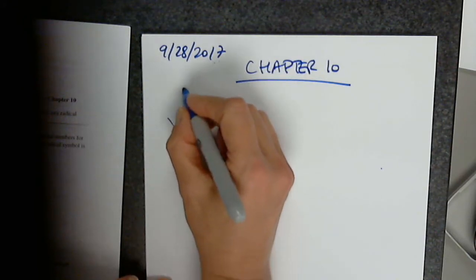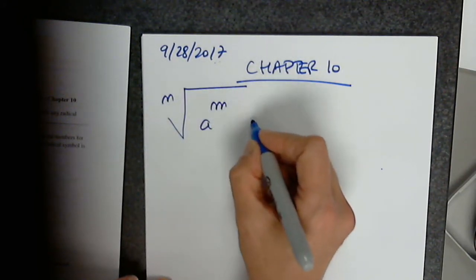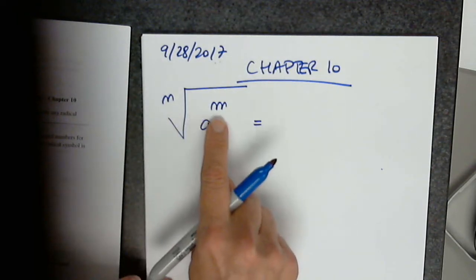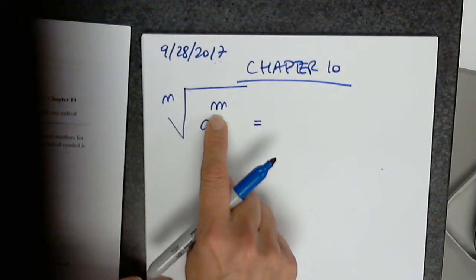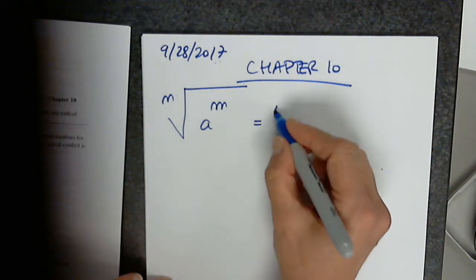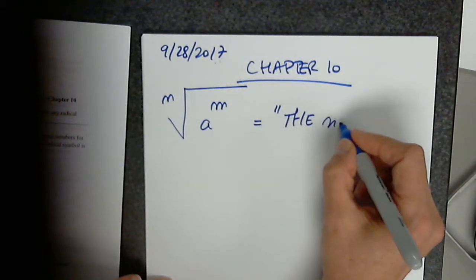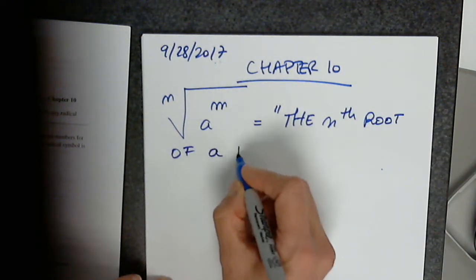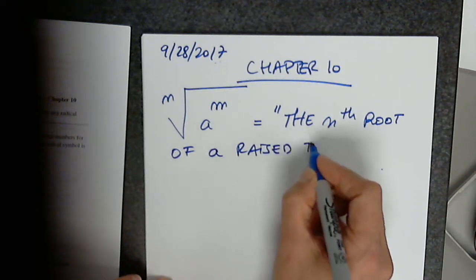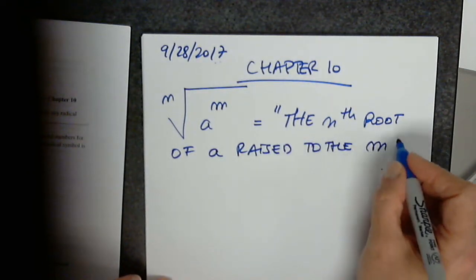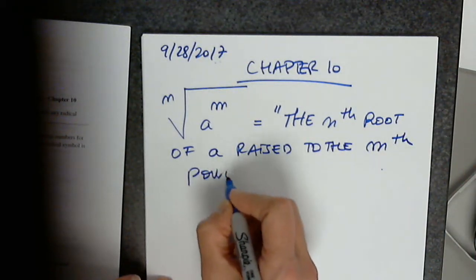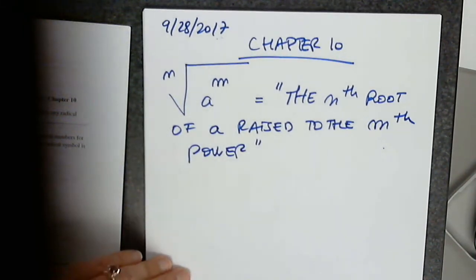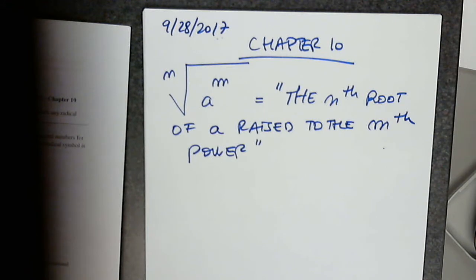Now let's define the radical notation first. Okay, so this is the notation, and let me tell you how we read it first of all. This is lowercase n, and this is lowercase m. So here's how we read it. The nth root of a raised to the mth power. It's a lot, right? The nth root of a raised to the mth power.